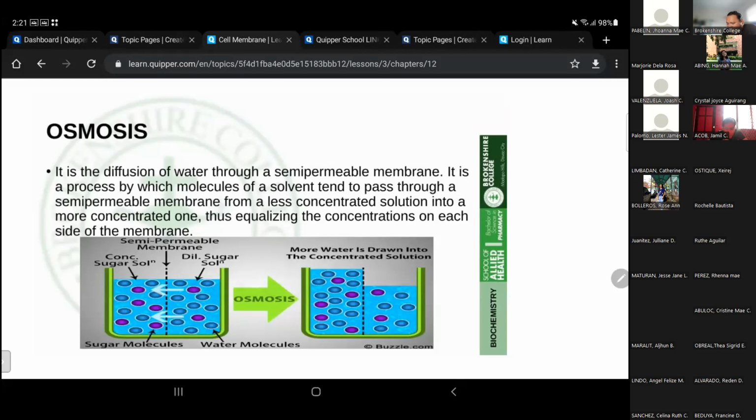So with that, water will move from right to left in order to normalize, no, the concentration of water in both sides.